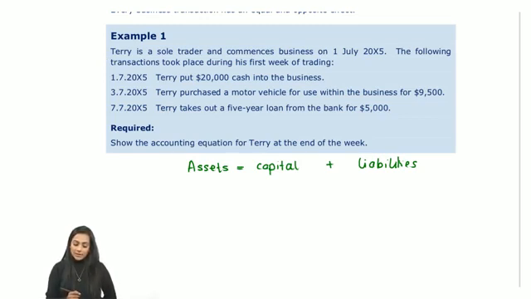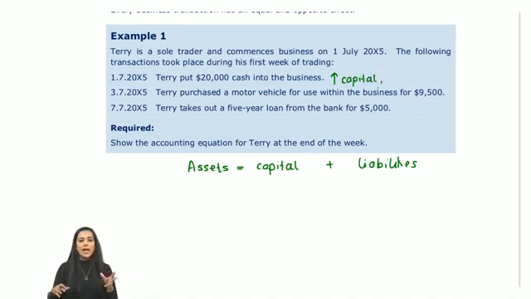The following transactions took place during his first week of trading. So on the 1st of July, Terry put $20,000 cash into the business. So Terry is investing money in his business. If you invest money, this is known as capital. So Terry's capital goes up.